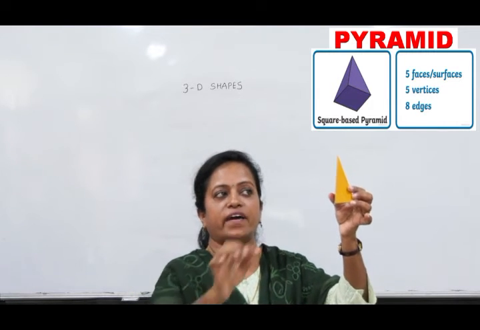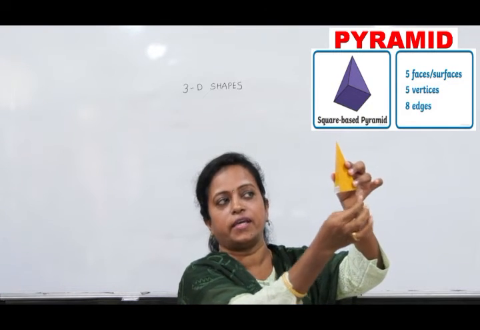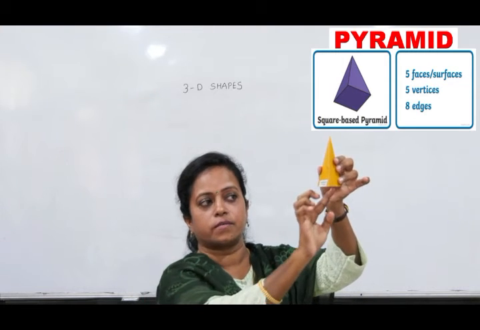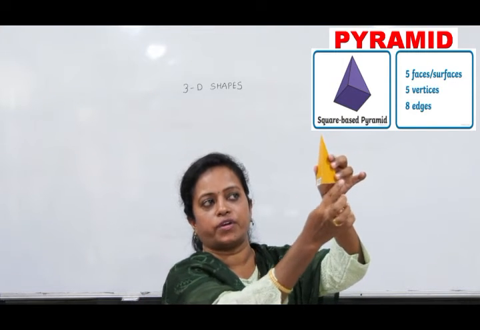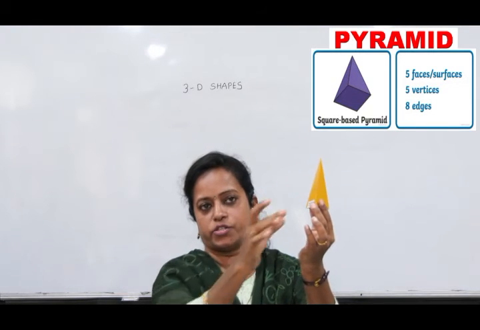Now here you will find how many vertices? 1, 2, 3 and 4 vertices. What about the number of edges? 1, 2, 3, 4, 5 and 6 edges.